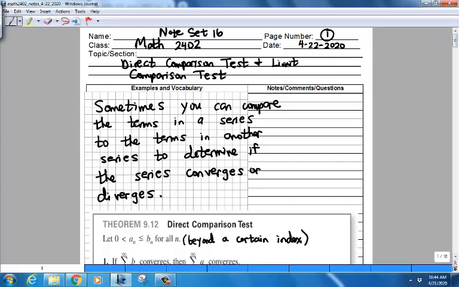And these two tests are not going to help us with that question, but they will help us with determining if a series converges or diverges. All right, so let's jump into the first test here. And this is called the direct comparison test.